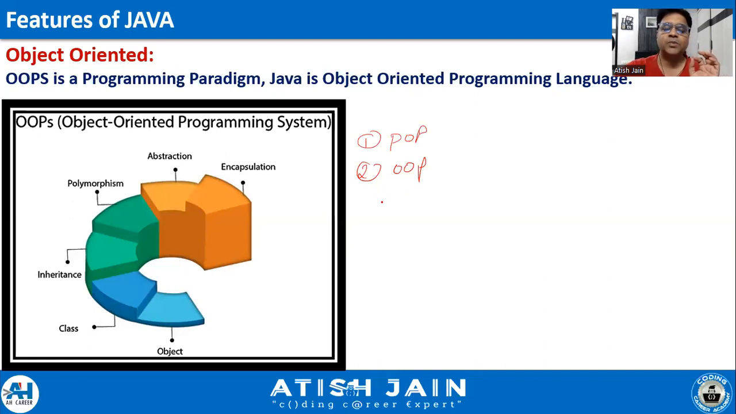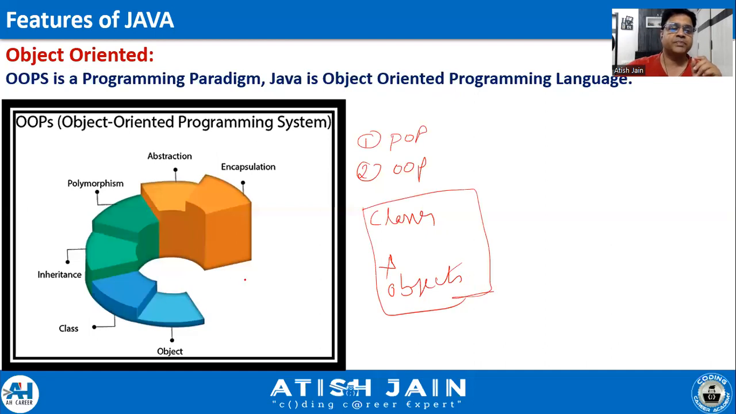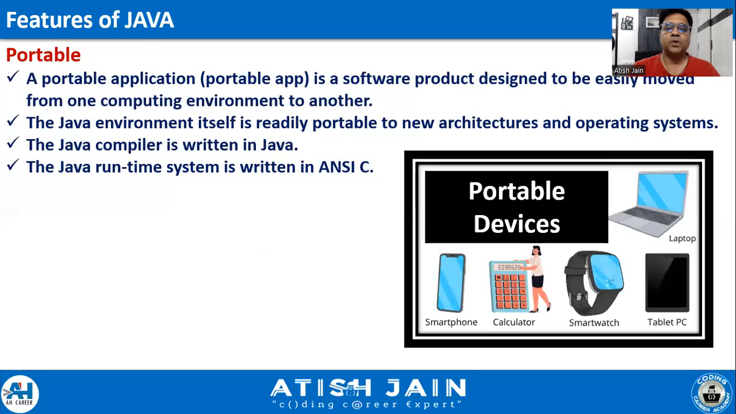And for object-oriented programming, the two building blocks are classes and objects. Encapsulation, abstraction, polymorphism, and inheritance are the four pillars on which the object-oriented programming concepts are built. This object-oriented programming approach makes our program so flexible.